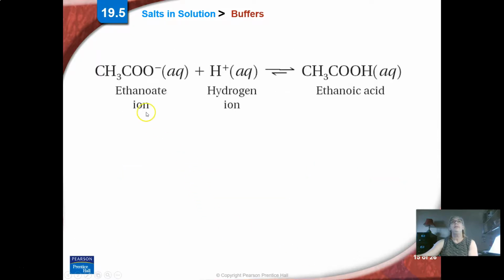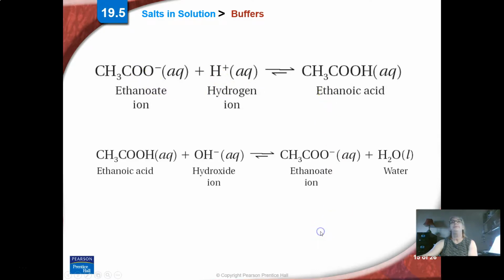So here's what happened with the ethanoate ion. H plus is added to it, and it forms back into ethanoic acid. Ethanoic acid in the buffer reacts with hydroxide, forming ethanoate and water.